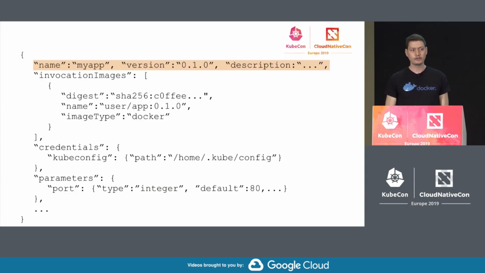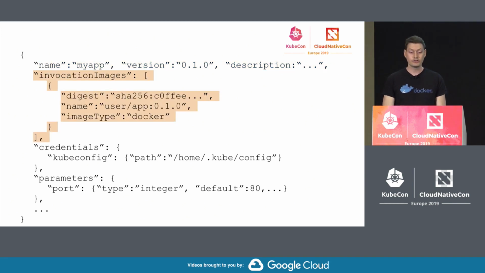So on disk, it's JSON. And so you'll see on the first line at the top there, we have the metadata. So this is things like a name, version, description. We then have a list of images. These are invocation images, so these are the installer images. You can use Docker images or something else. We come from a container background, so that's what we use.